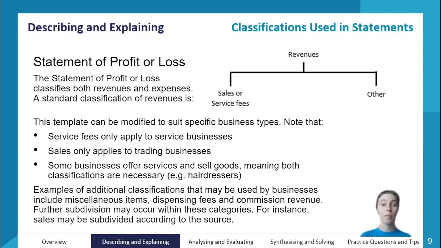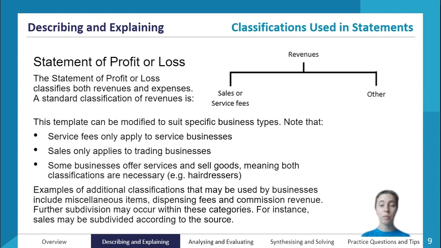So for example, think about hairdressers. Oftentimes when you go to a hairdresser, not only do they provide the service of cutting your hair, but they also have different products that they may sell behind the counter, like hairbrushes and different hair products too. So some additional classifications that could be used by businesses include miscellaneous items, dispensing fees, and commission revenue as well.